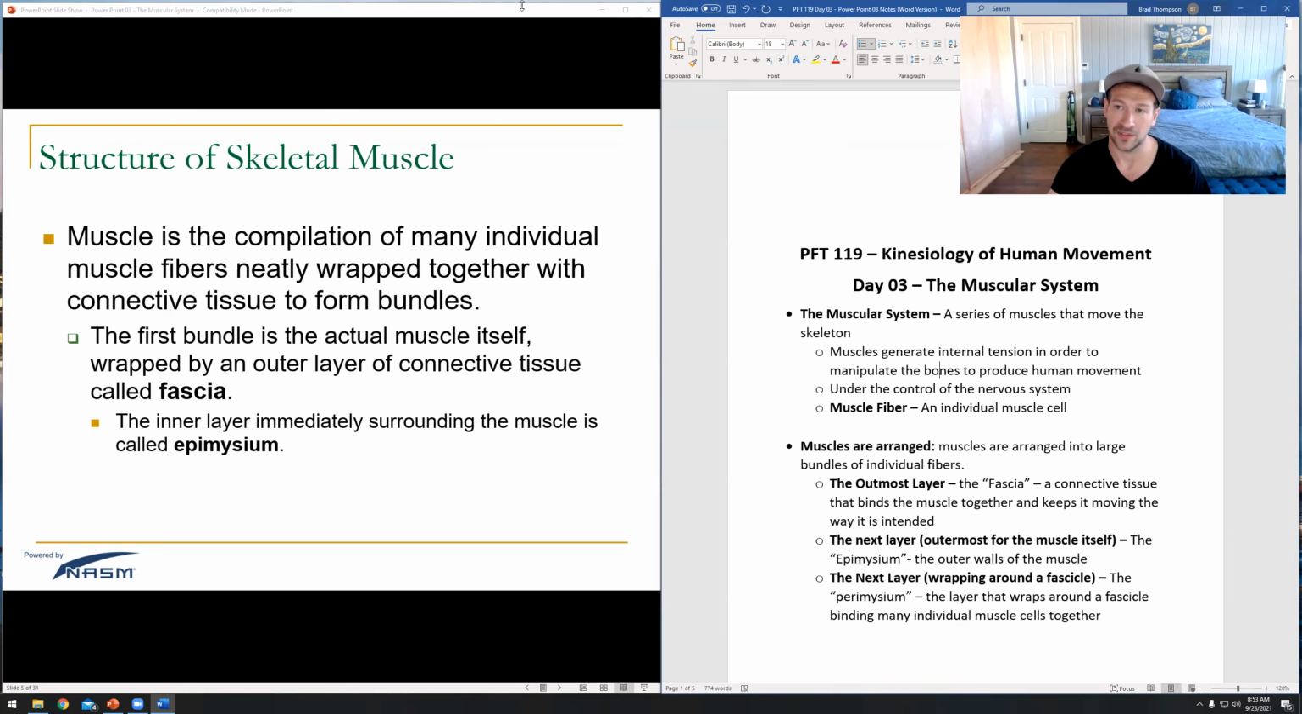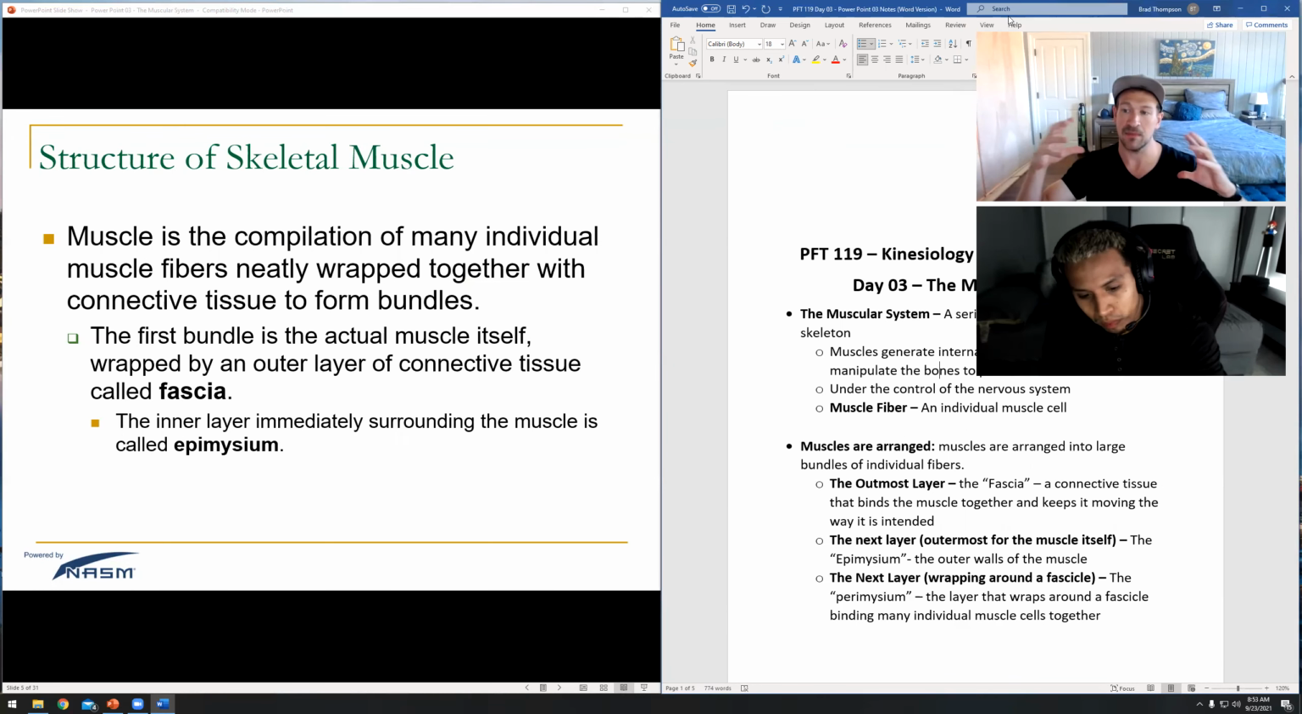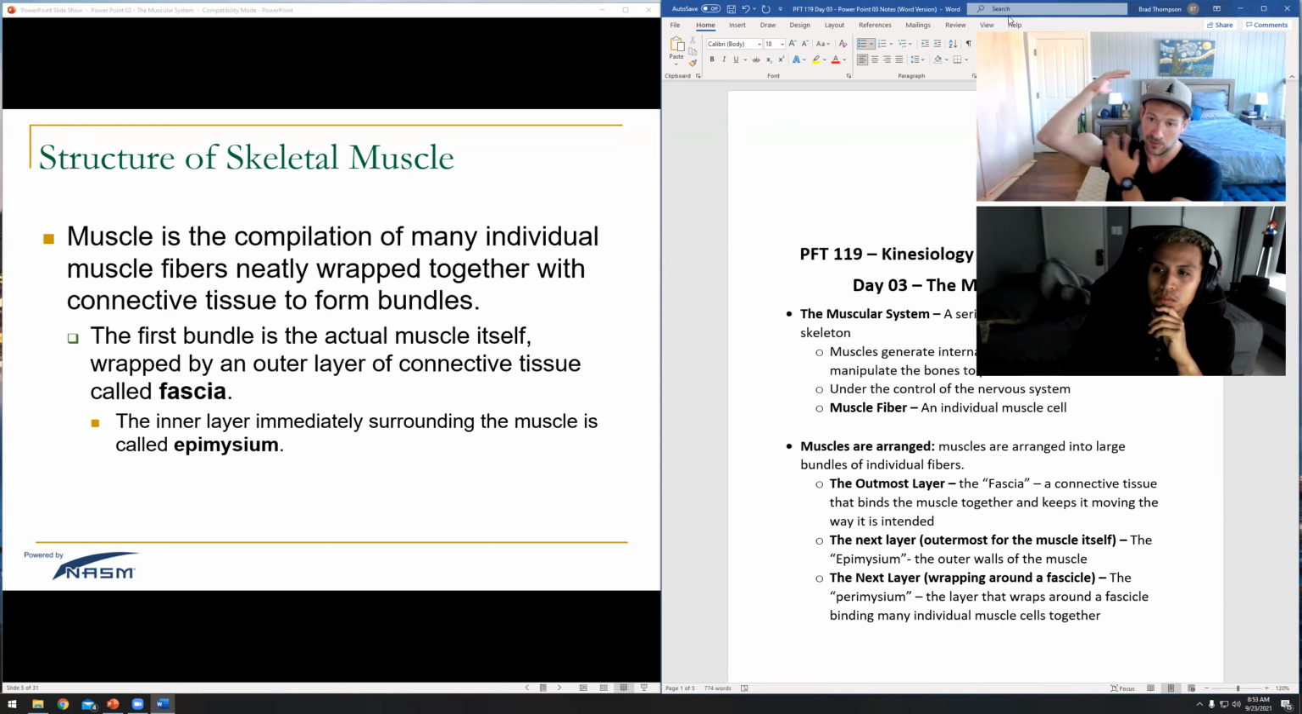And what's really cool about that bundle arrangement is that it makes them really, really good at contracting and relaxing. By binding proteins together and then pulling them in a certain direction, it creates this sliding action. The fibers actually slide across one another. They get stacked up kind of like that. And that's actually why you see your muscles bunch up the way that they do. You're seeing that in real time, right?